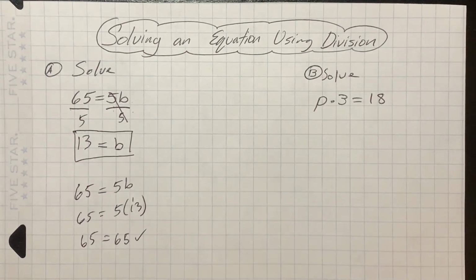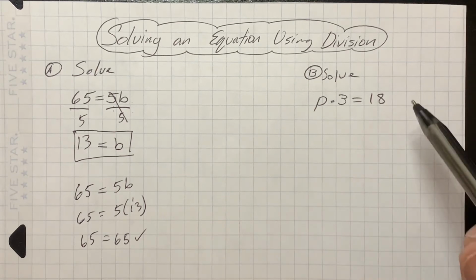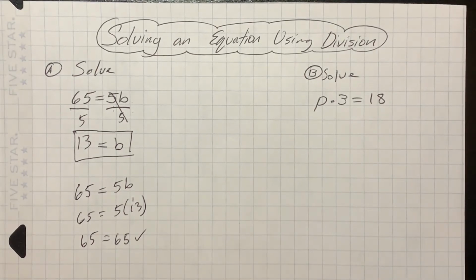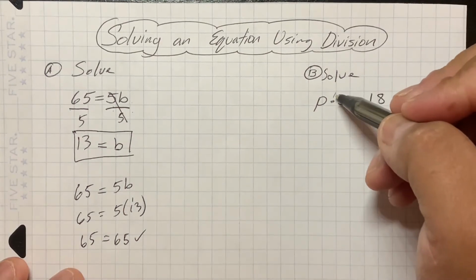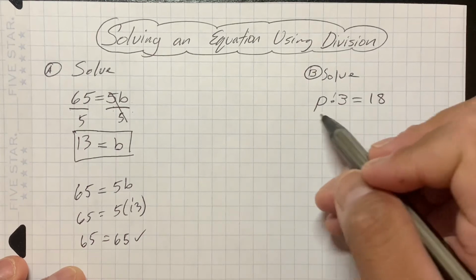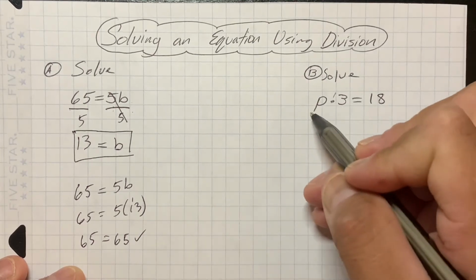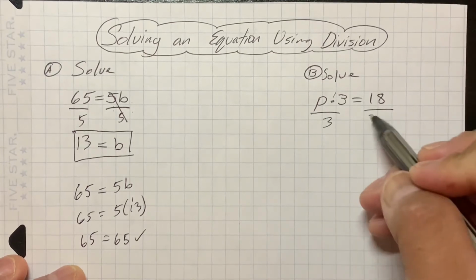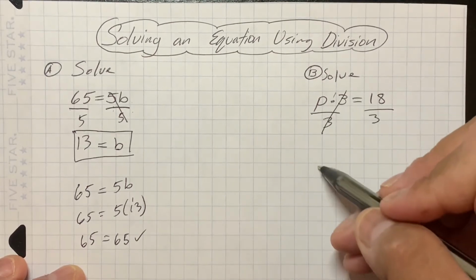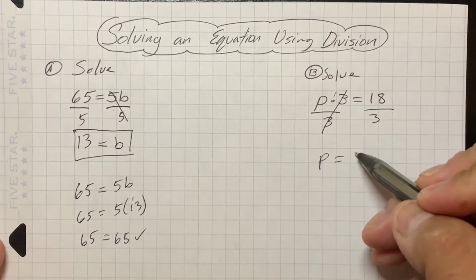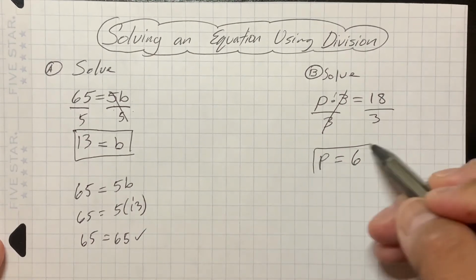They're both algebraic equations. So we have p times 3 equals 18. So again, this is basically like a coefficient and a variable, but if we're multiplying, the inverse operation of multiplication is division. So we divide by 3 on both sides to get the variable p by itself. And 18 divided by 3 is going to be 6. Okay, so we're saying that p equals 6.